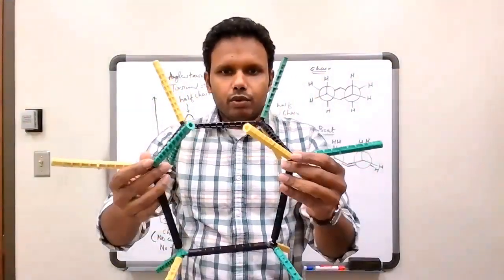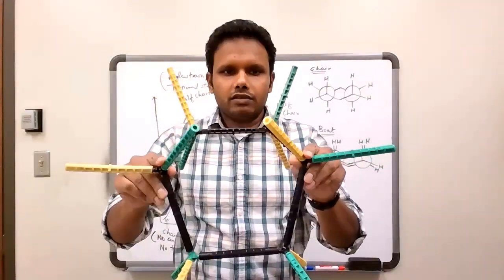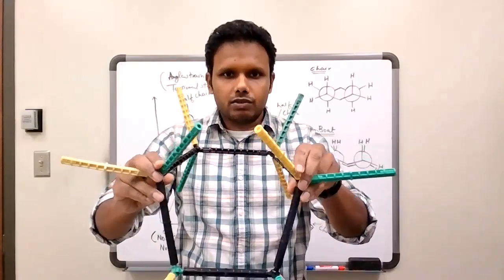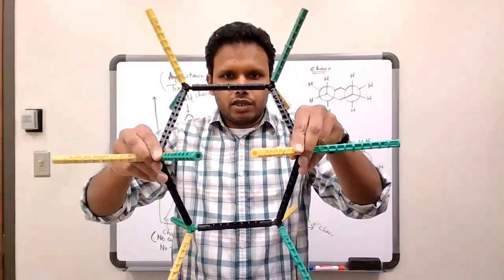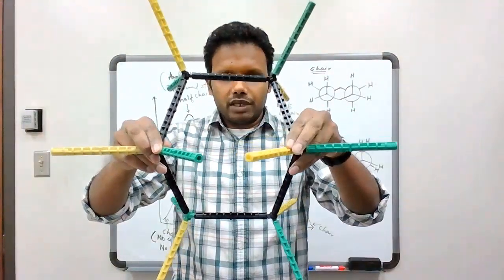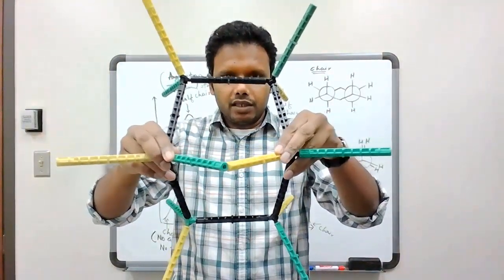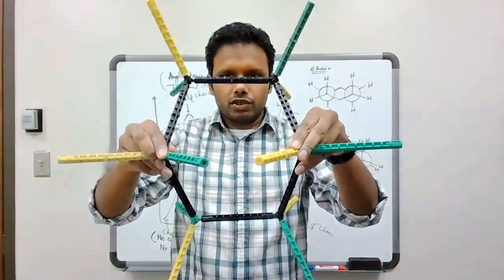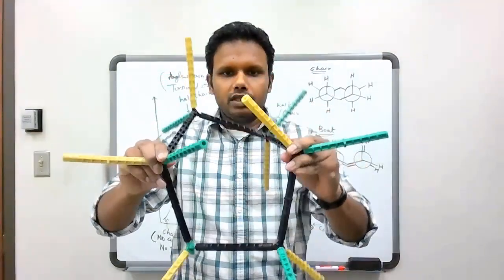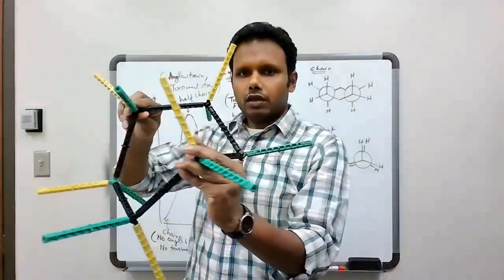So what the boat does, to avoid these flagpole-flagpole interactions and to relieve some of the torsional strain, is that the boat actually twists a little bit, okay, so that they can move away. They're basically pointing exactly at each other in a boat conformation, but the boat twists so that they move away from each other a little bit. So that's called a twist boat.